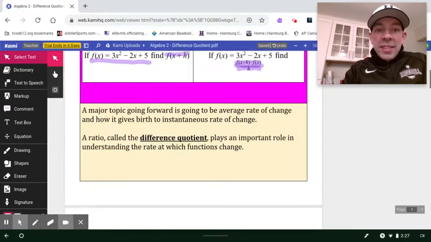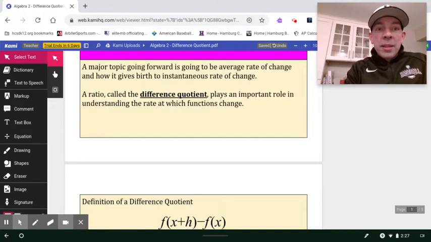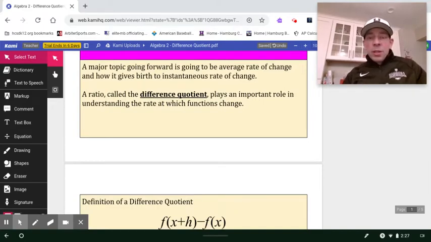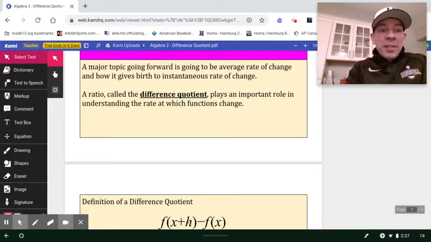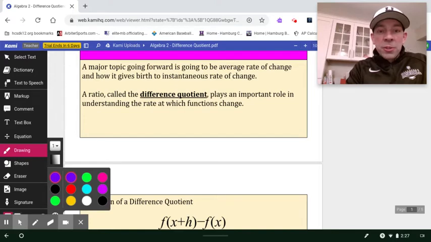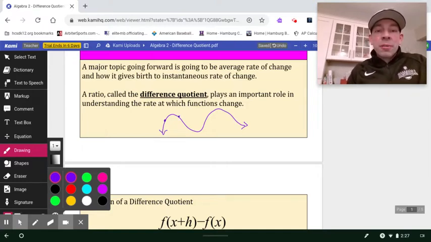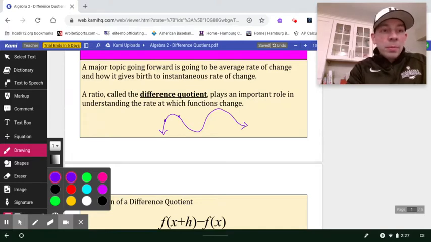So just to set the stage, there's a major topic going forward, into pre-calc, into calc and beyond, where we're studying average rate of change. And eventually that gives birth to something really, really special called instantaneous rate of change. And so we're going to look at a ratio today called the difference quotient that plays a really important role in us understanding the rate at which these functions change. Because what we're basically going to get at is when you picture this function right here, every single point on the curve has its own unique rate of change. And so we're going to really dial into that shortly down the road.